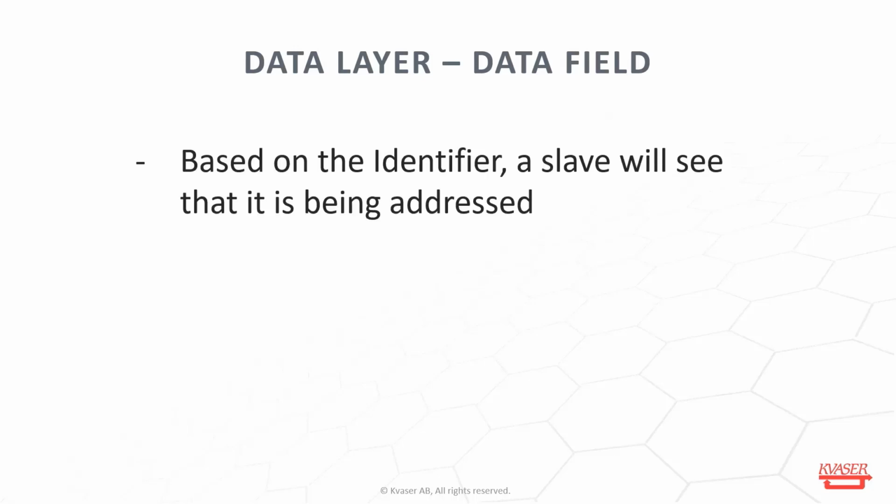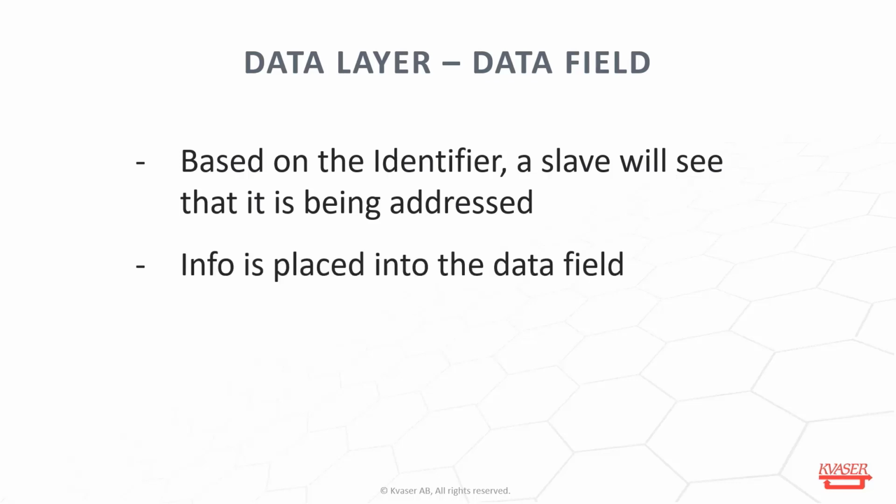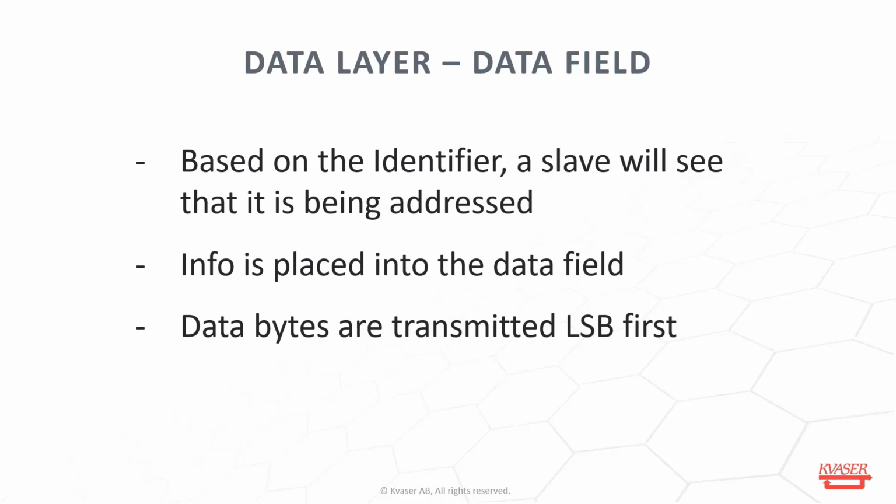Let's take a look at the data field now. Based on that identifier, that's how the slave knows it's for them. If that slave node has data, it starts putting it into the response field. The data bytes are transmitted in least significant byte first format.